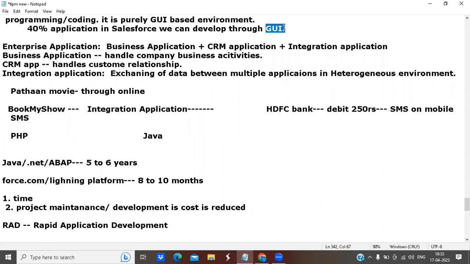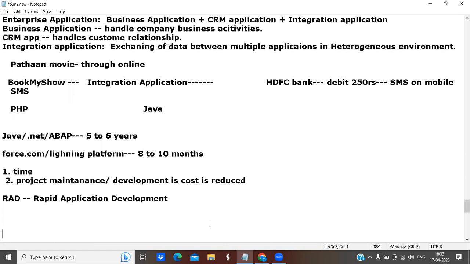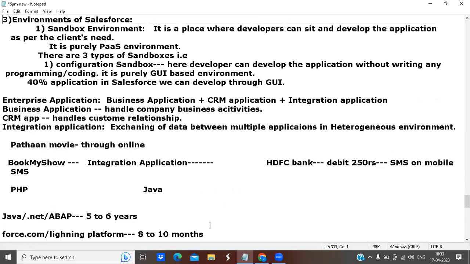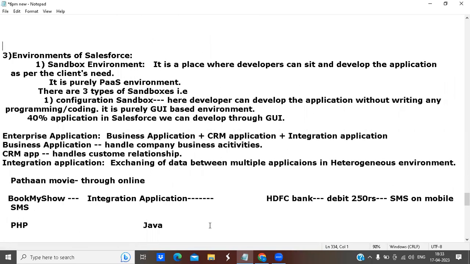You understand this point clearly? Yes or no? So you don't need to bother about programming; the programming part is very small. Guys, be active in the class. Today's Monday, not the weekend.